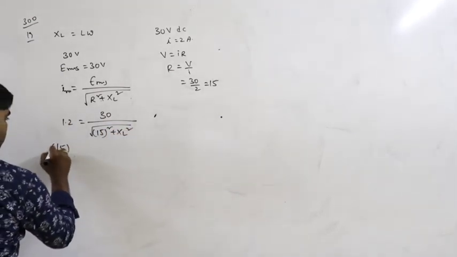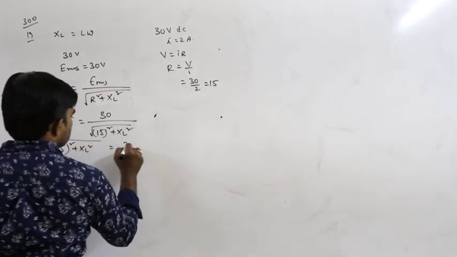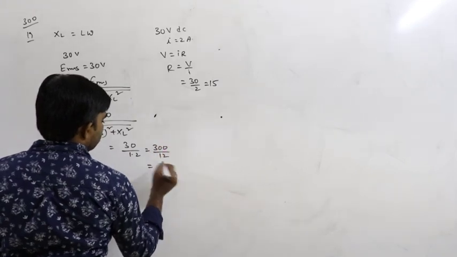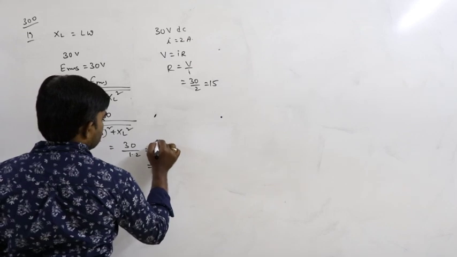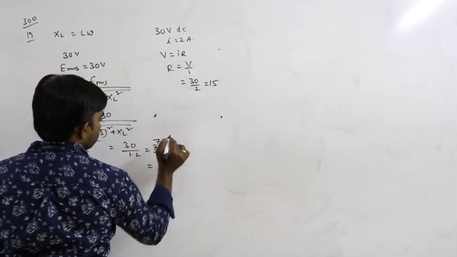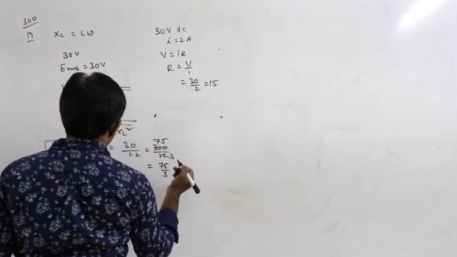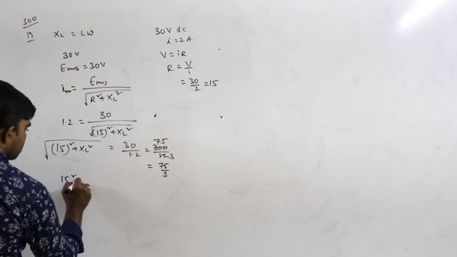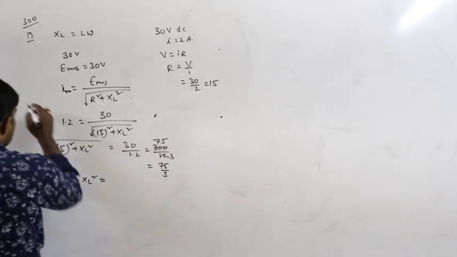So square root of 15 square plus XL square equals 30 by 1.2. That is 300 by 12, which is 75 by 3. Squaring on both sides, 15 square plus XL square equals 75 into 75.